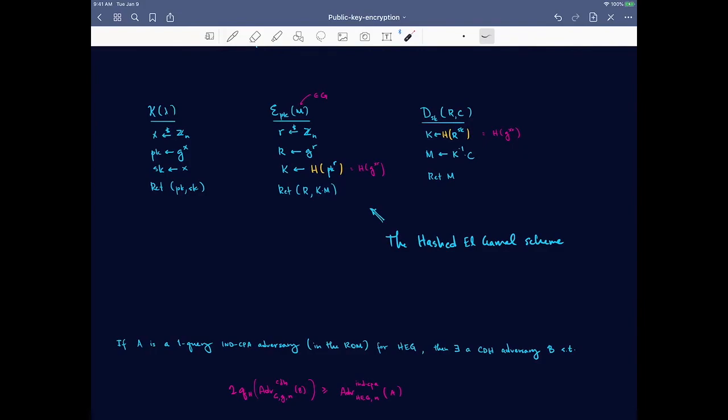The result you get is that a one-query adversary's IND-CPA advantage against hashed ElGamal is upper bounded by the CDH advantage of an adversary that we build. We'll have this factor of 2 floating around like normal, and we're going to scale it by the number of hash queries that are made. That's the bound that we prove.